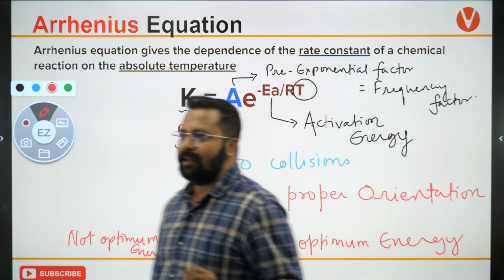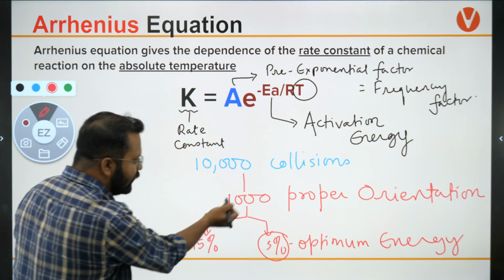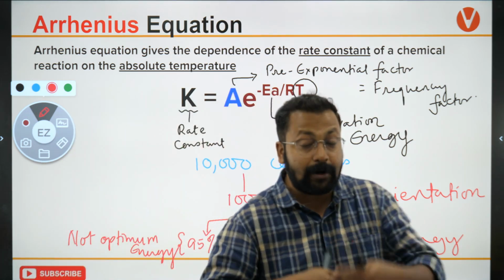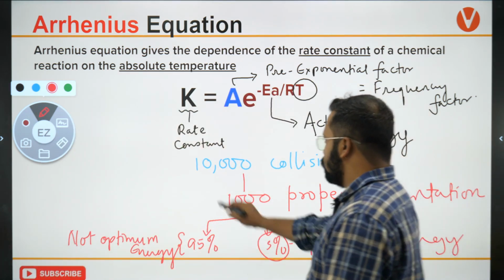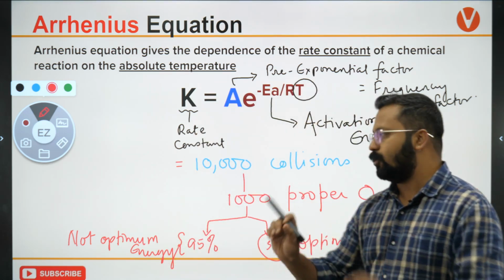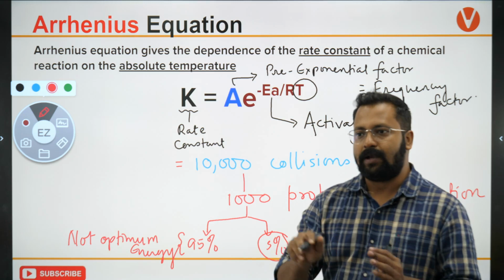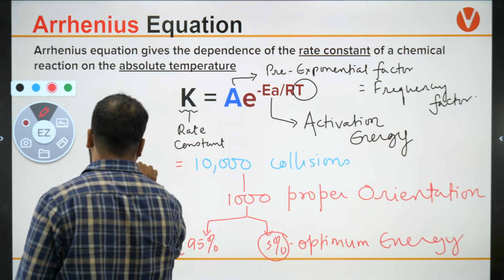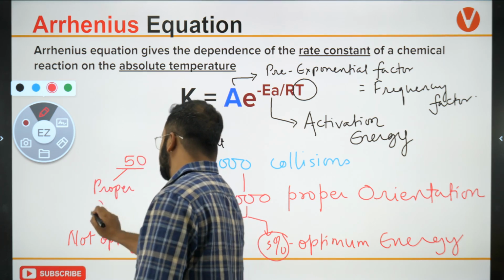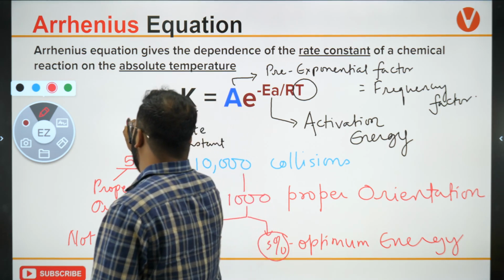So effectively, how many molecules are eligible, or how many molecules have proper orientation and optimum energy? What is the number of collisions out of 10,000 which have proper orientation and optimum energy? Only 50. Only 50 have proper orientation and optimum energy.